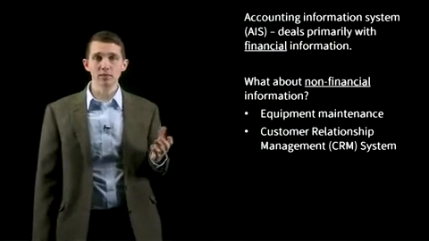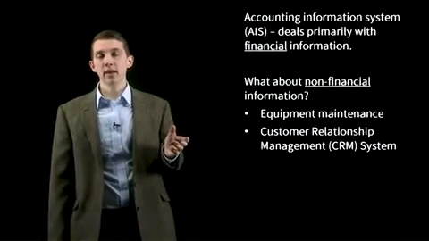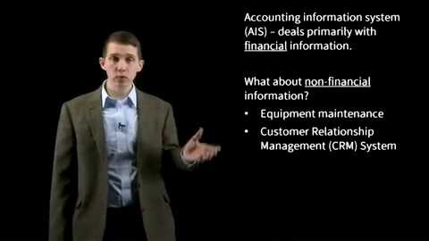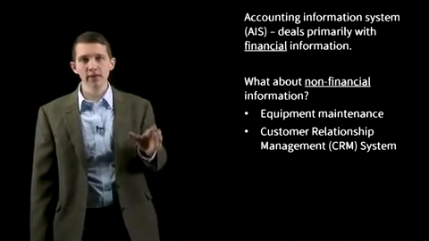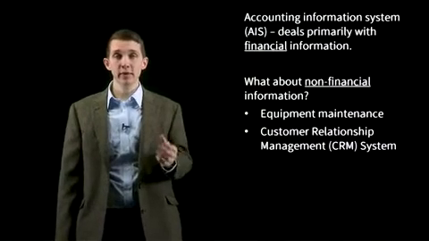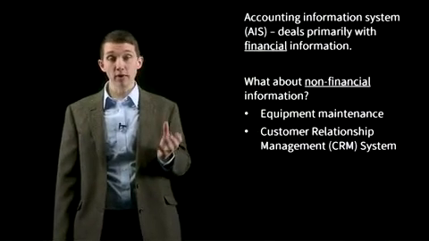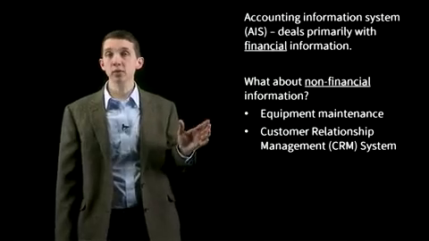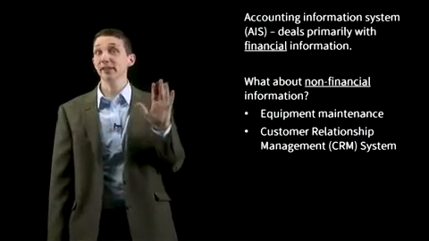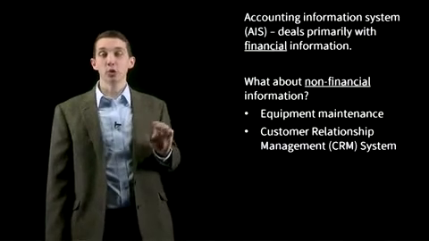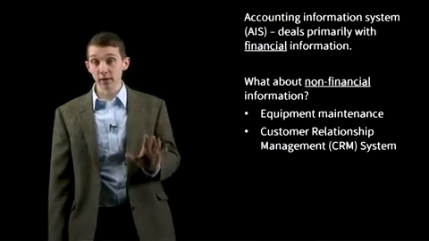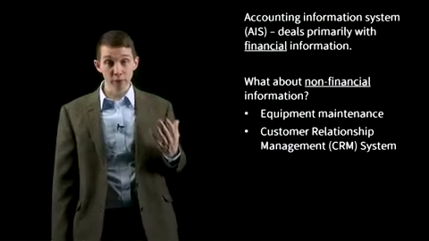Here's another example. When companies make a sale, the accounting information system records revenue and accounts receivable, but there's a lot of other information about the customer that companies can leverage to improve their business, such as customer preferences. Now, historically, this was kept in a separate system called a customer relationship management system. You're probably more familiar with this concept than you think. Let me share with you how I learned about this.